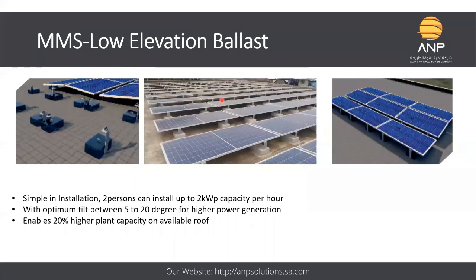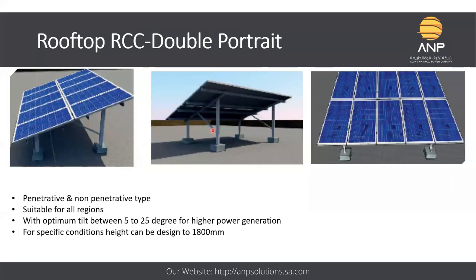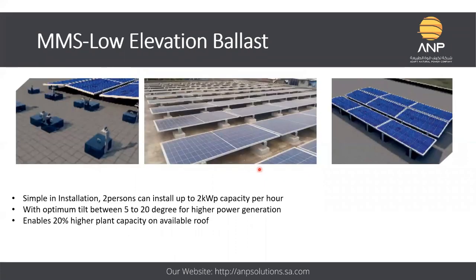So another type is a low elevation ballast type structure. As you can see here, the height of the structure is very less, around 200 to 300 mm. The advantage of this type of installation is you can increase the maximum capacity of the system. For example, in this case, this is your one table, and if you want to install another table, then you have to maintain the pitch between these two tables so that the shadow of these modules should not fall on another module. But in case of this ballast type of structure, you don't need to maintain that much space.